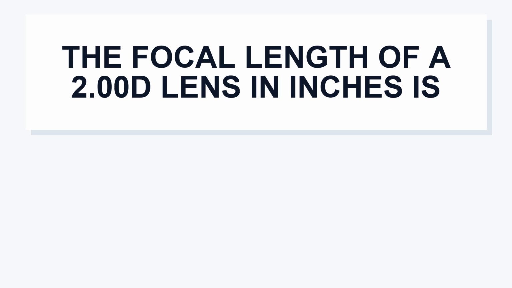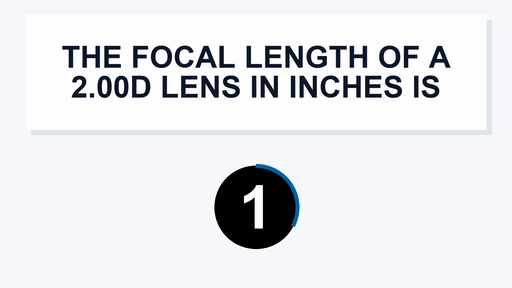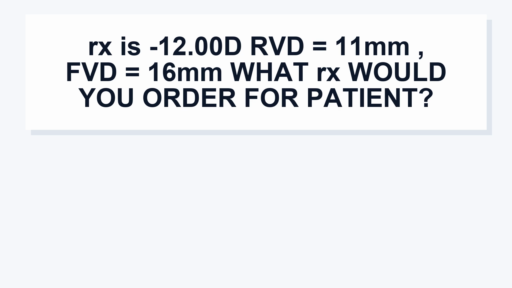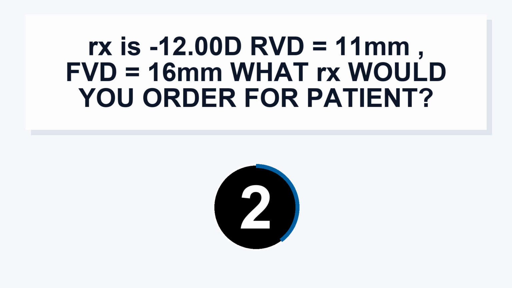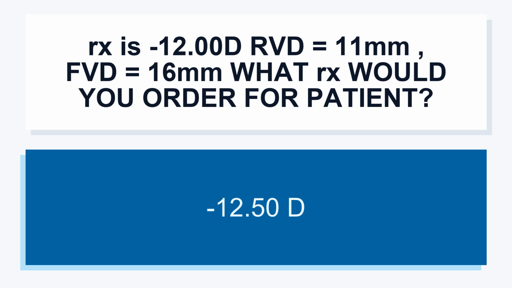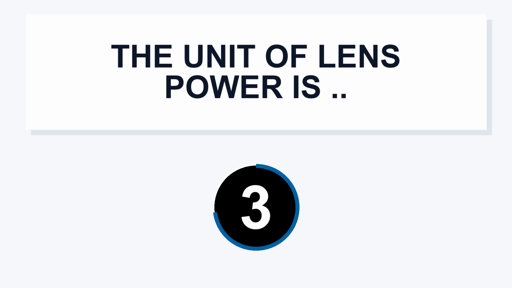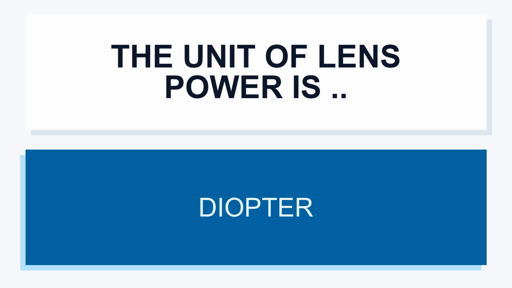The focal length of a 2.00 D lens in inches is 20 inches. Rx is -12.00 D. RVD equals 11 mm, FVD equals 16 mm. What Rx would you order for the patient? -12.50 D. The unit of lens power is diopter.